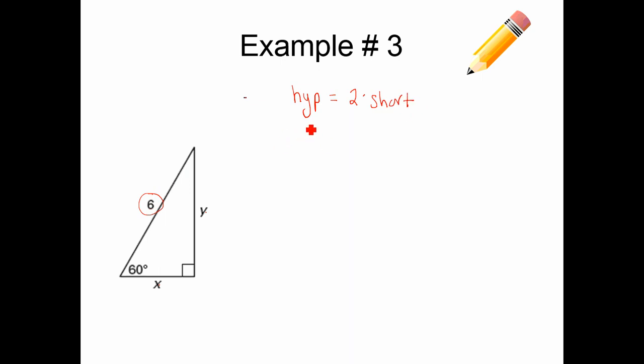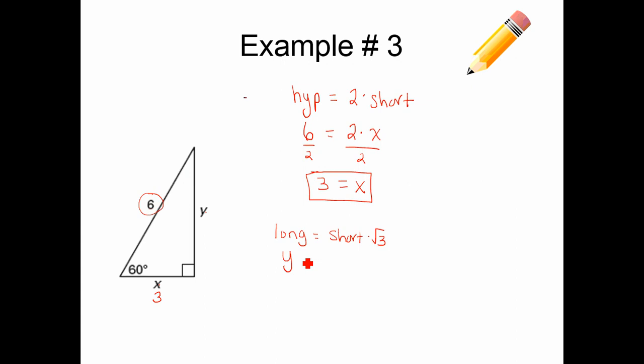So the hypotenuse in my picture is 6, which equals 2 times the short leg, which is labeled with an x. So again, here I need to solve for x to get x alone, so I'll divide by 2, so x is 3. So I know my short leg is 3. Now, if I know my short leg is 3, the other fact said that the long leg will equal the short leg times the square root of 3. So my long leg is y, my short leg is 3, times the square root of 3. So my long leg is just 3 square roots of 3.